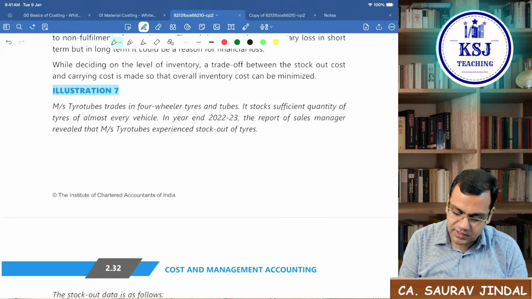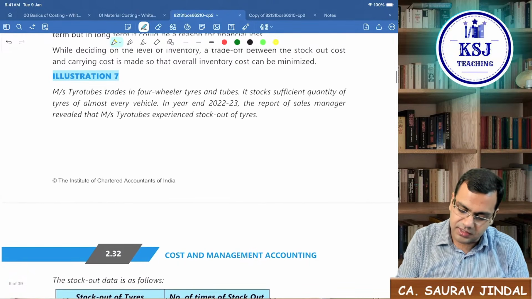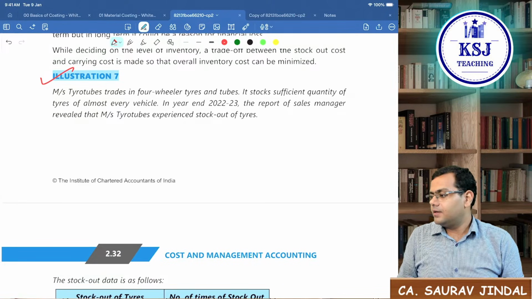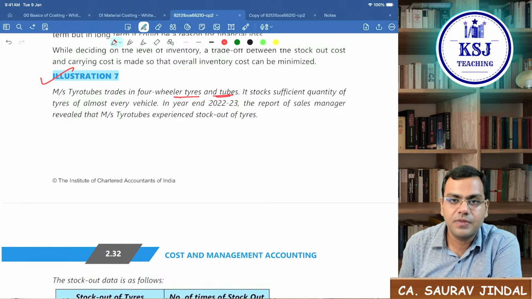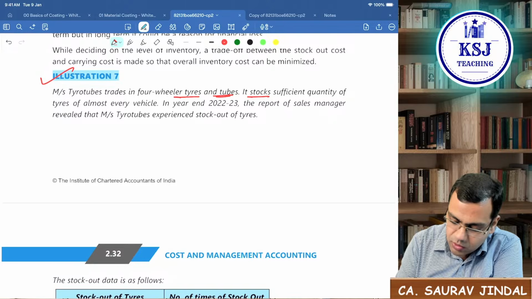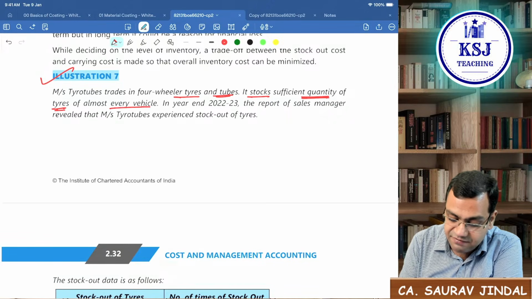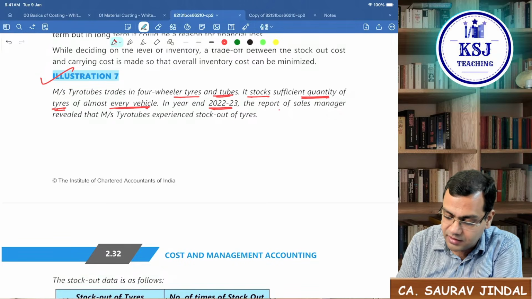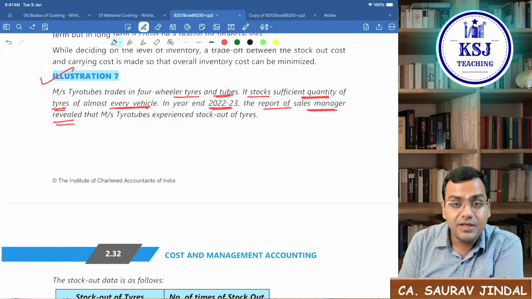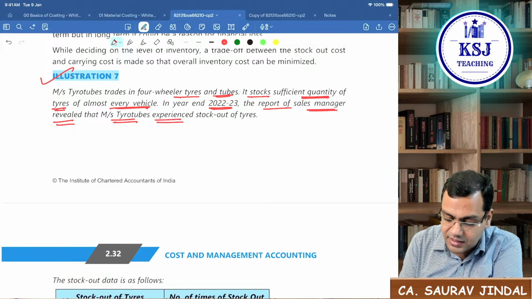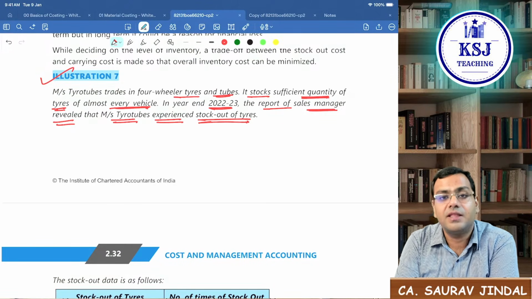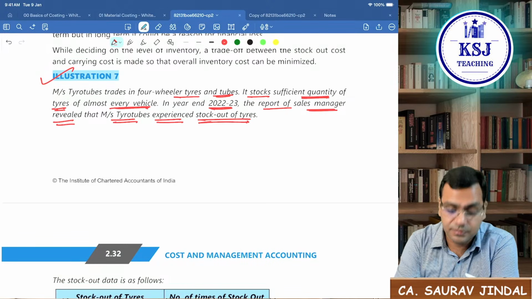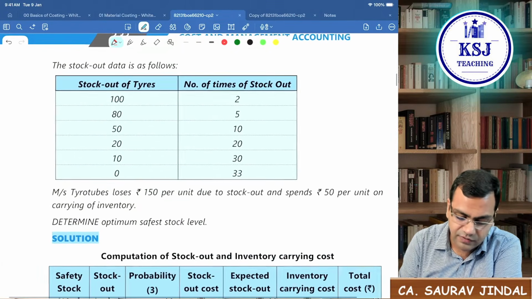Now we'll come to illustration number 7. Messrs. Tyrotube trades in 4-wheeler tires and tubes. It stocks sufficient quantity of tires of almost every vehicle. In the year ending 2022-23, the report of the sales manager revealed that Messrs. Tyrotubes experienced stock out of the tires. So there were situations when the customer came but there was no stock. The stock out data is as follows.